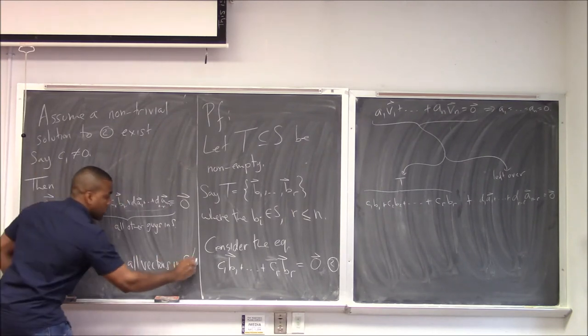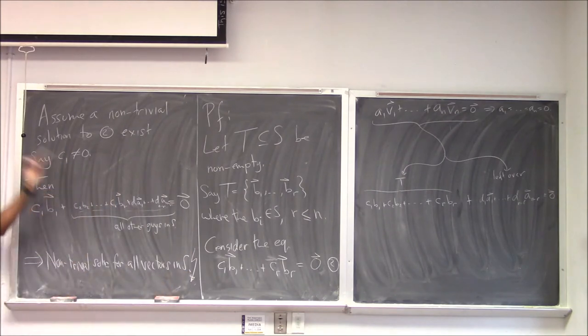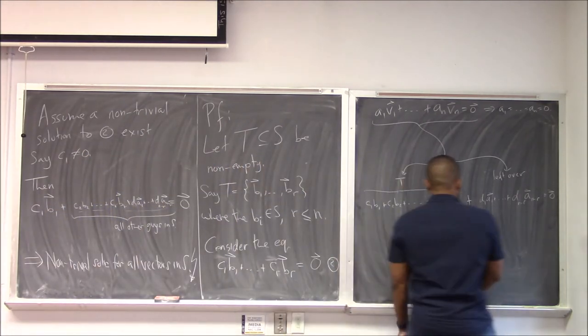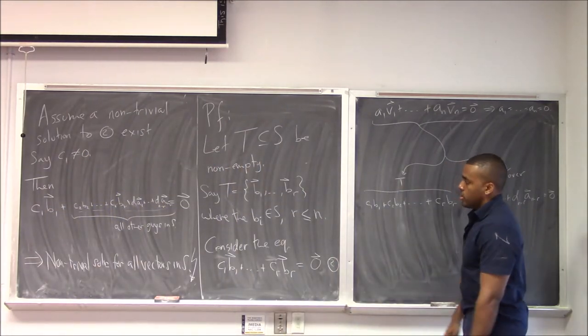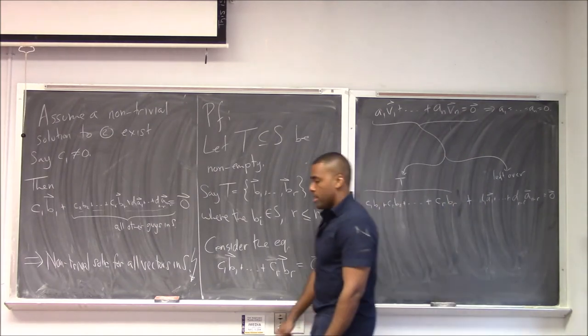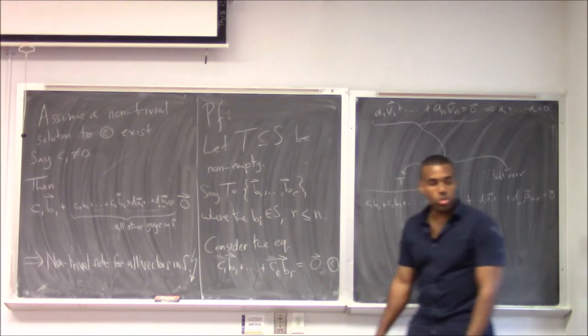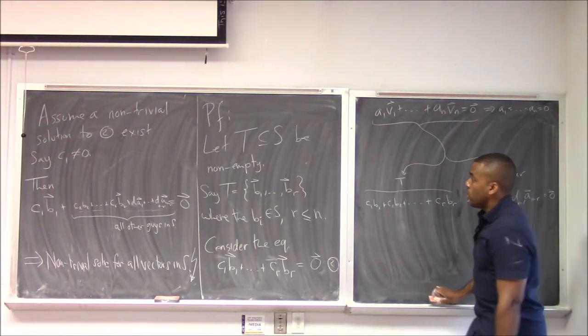And that's a contradiction, because that means the original set was not independent. So if I have a linearly independent set, I can arbitrarily throw away vectors, and what's left over will remain independent.